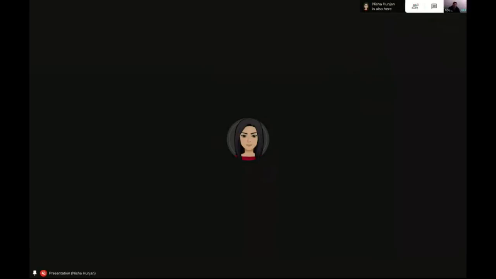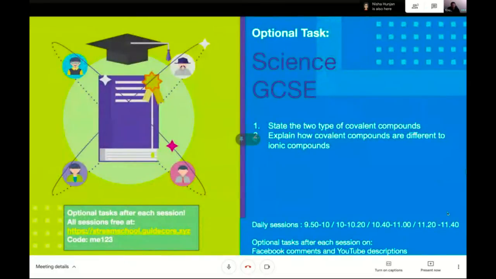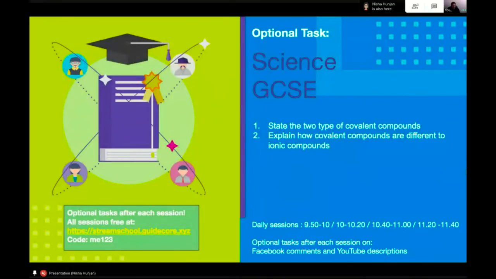All right, thank you. Here is the optional task for chemistry today. There are 2 questions. Number 1 is state the 2 types of covalent compounds, and number 2 is explain how covalent compounds are different to ionic compounds. Hopefully you got that from this session.